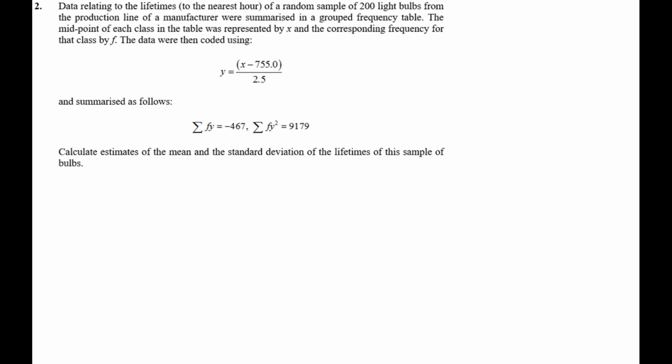Moving on to question 2. Data relating to the lifetimes, to the nearest hour, of a random sample of 200 light bulbs from the production line of a manufacturer was summarized in a grouped frequency table. The midpoint of each class in the table was represented by X, and the corresponding frequency for that class by F. The data were then coded using the equation shown and summarized as follows. Calculate estimates of the mean and the standard deviation of the lifetimes of this sample of bulbs.